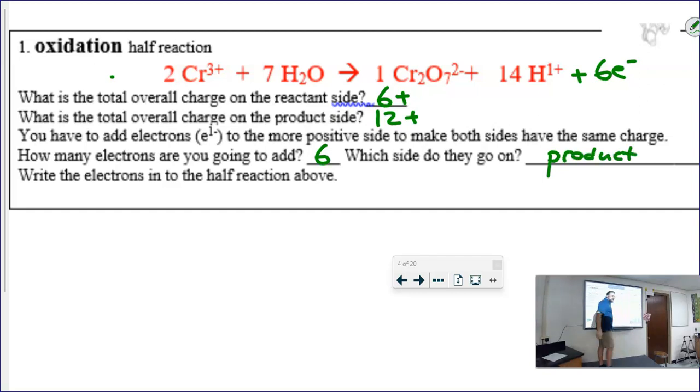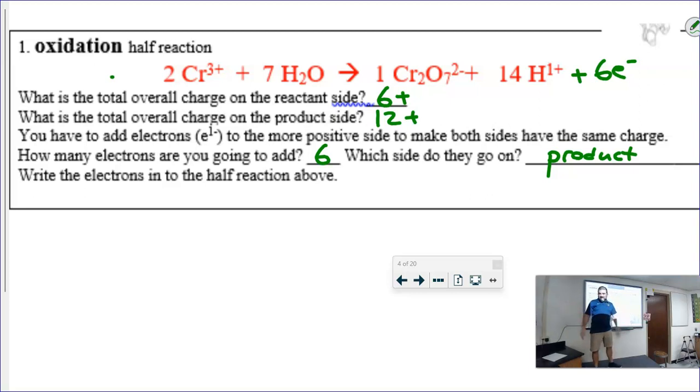Okay, there's 2 ways we can catch that. They go on the product side, number 1, because this is oxidation. We are losing electrons. Well, if electrons are being lost, they should be a product for our half reaction. How else could we figure it out? Well, we can figure it out just by looking at the numbers, right? I've got a 12 plus, I've got a 6 plus. I need to add the negative particles to the side that's more positive. Okay? And then last but not least, it says write them in the half reaction above. I got ahead of myself, I already did that.